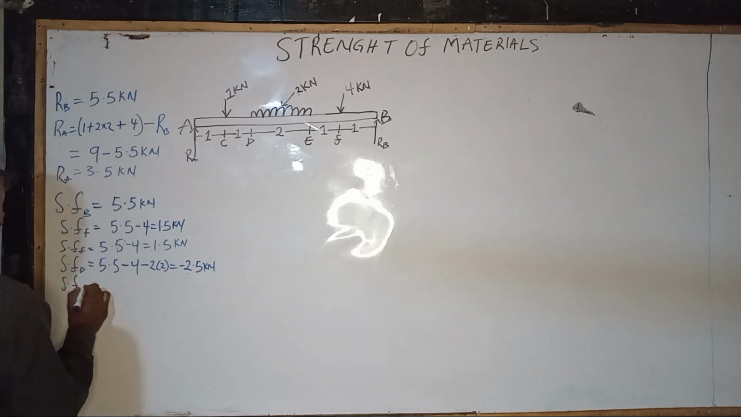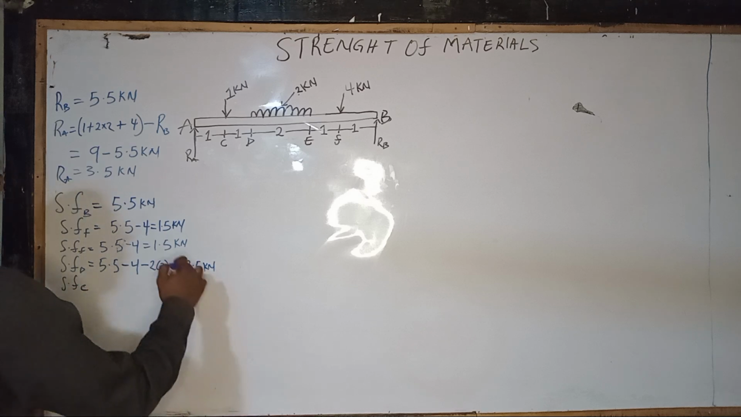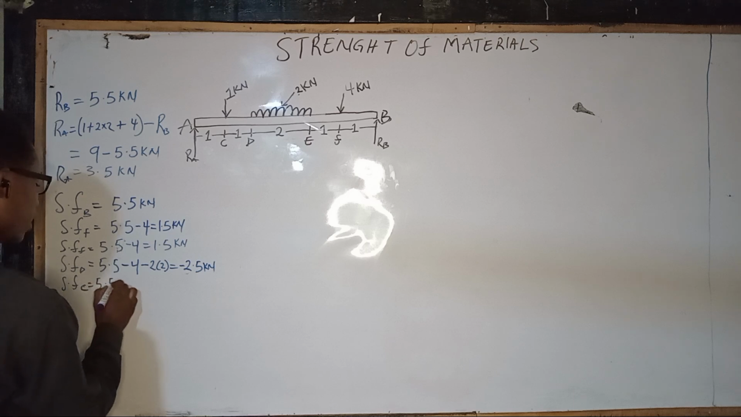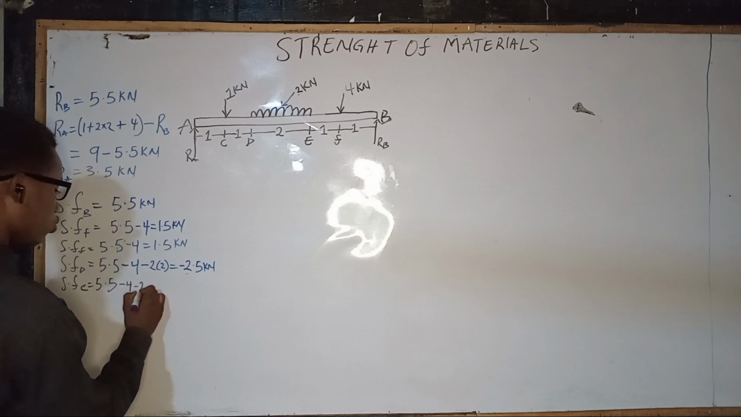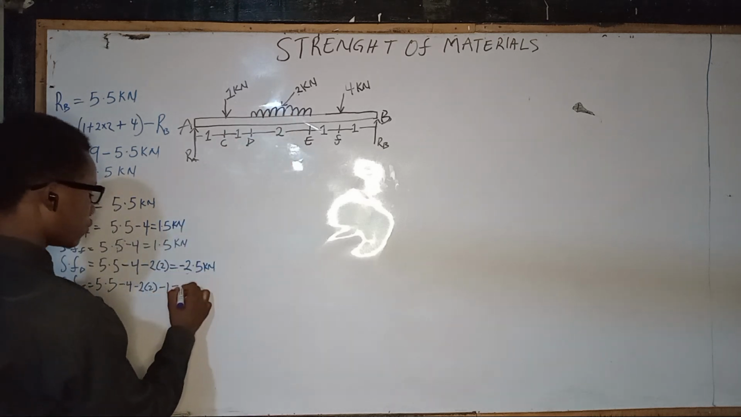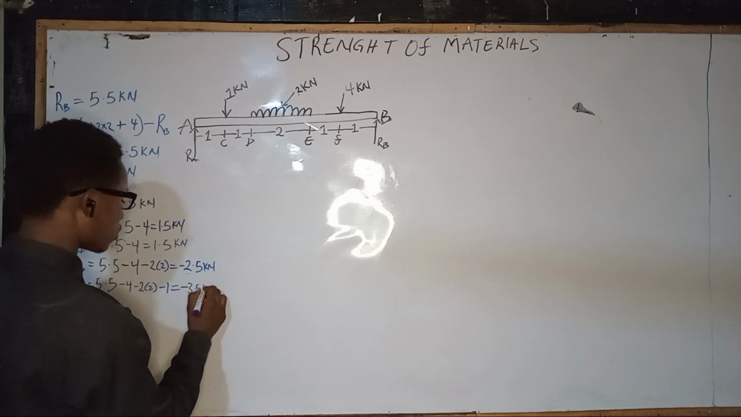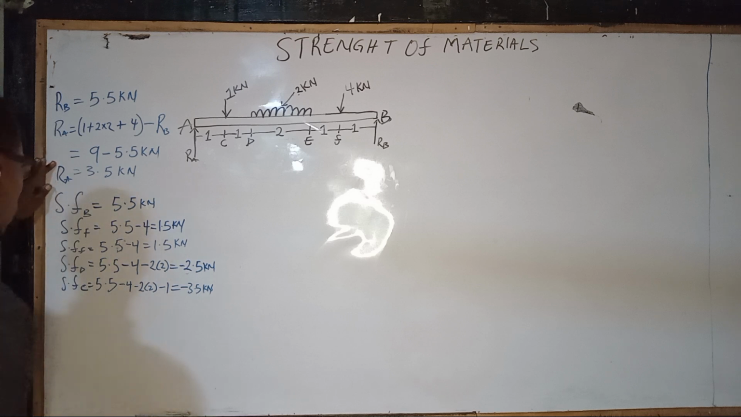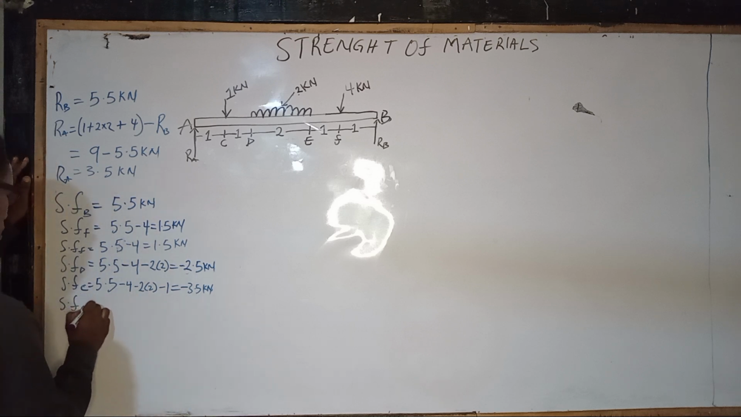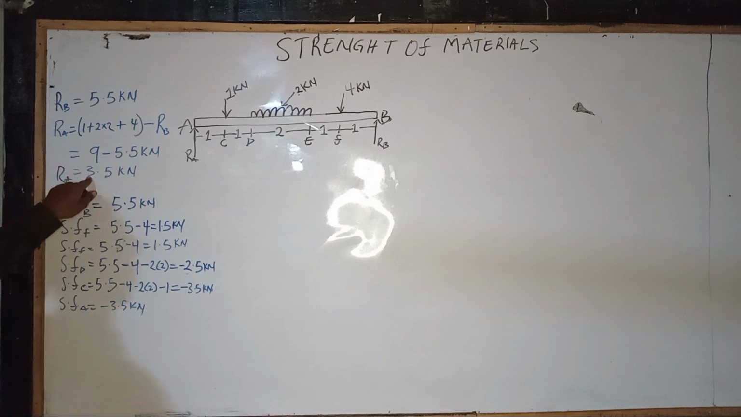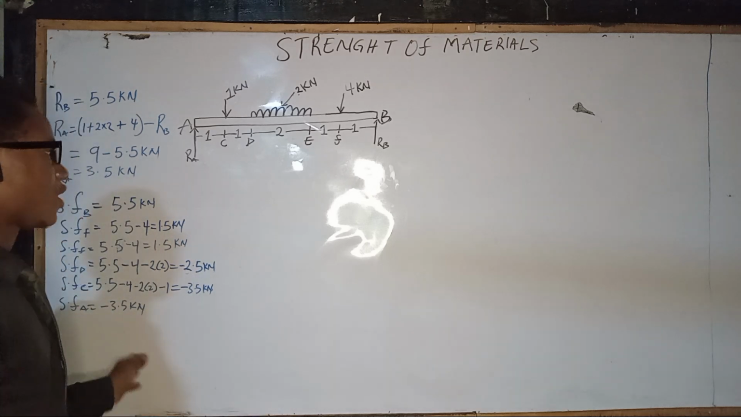So then we have our S of F at C, our S of F at this point here. Our S of F at C will be equal to 5.5 minus 4 minus 2 times 2, then minus 1, which will now give us minus 3.5 kilonewton. This minus 3.5 kilonewton also matches with our reaction at A, so S of F at A is equal to minus 3.5 kilonewton. It also matches with it, so we know that we are correct as far as we have gone.